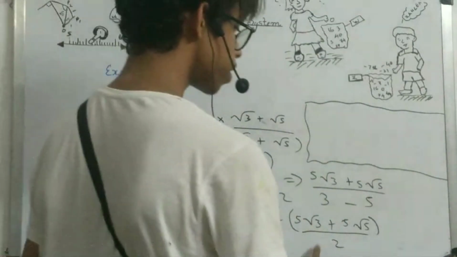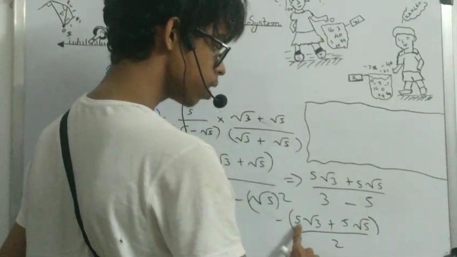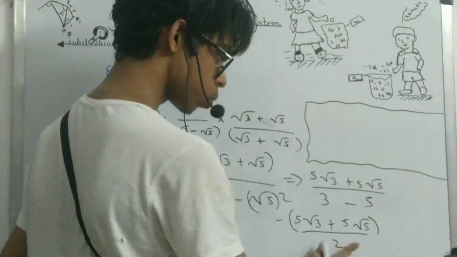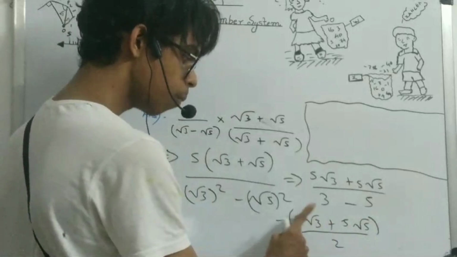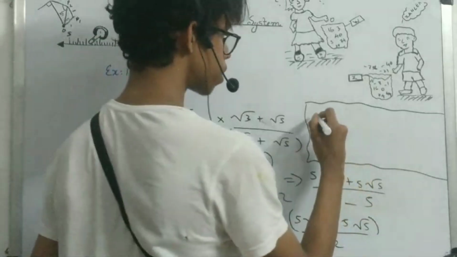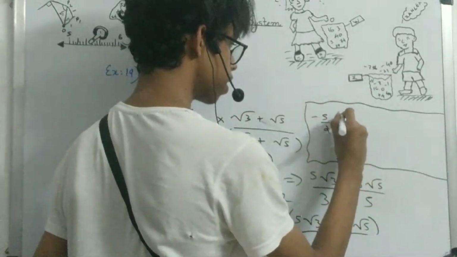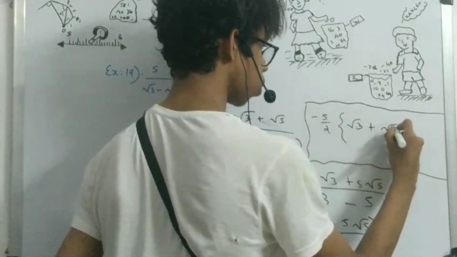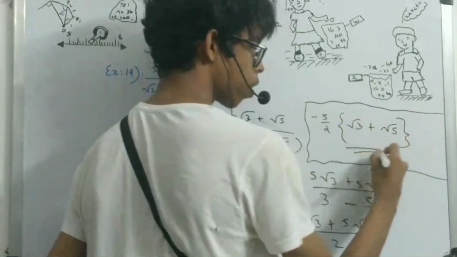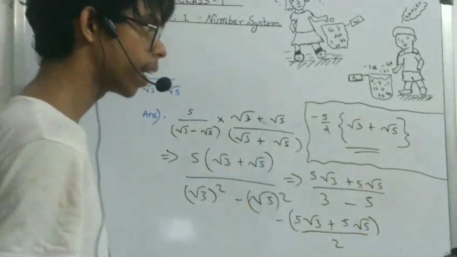Now if you want, you can simplify and write it. If you see, this 5 root 3 by 2 is common, this 2 is common to this and this also. So we can take this minus 5 by 2 outside the bracket like this. Okay, then what is inside it? Root 3 plus root 5. Okay, you can also simplify and write the answer like this.